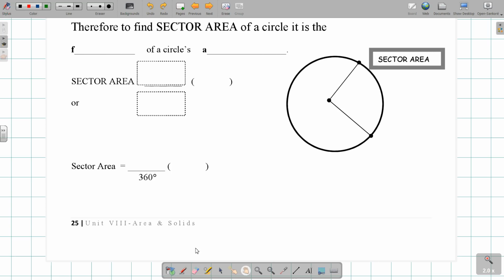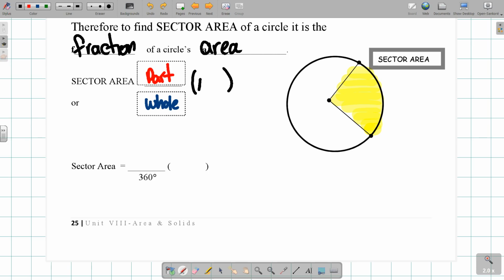Arc length is a fraction of the circumference. Now, sector area. Again, that's like the orange slice. Let's go ahead and shade that. A sector area is a fraction of a circle's area. What is a fraction? It's a part over a whole times the circle's area. Fraction of, that's times.